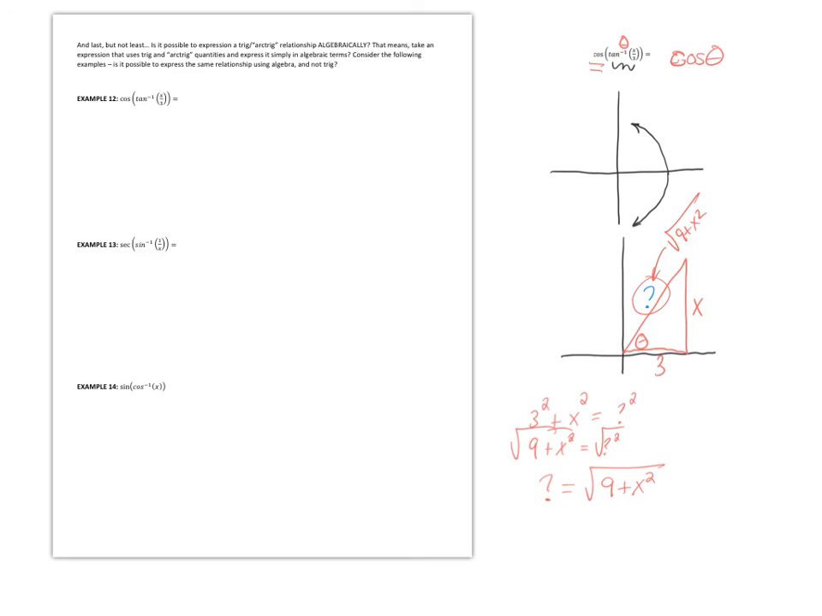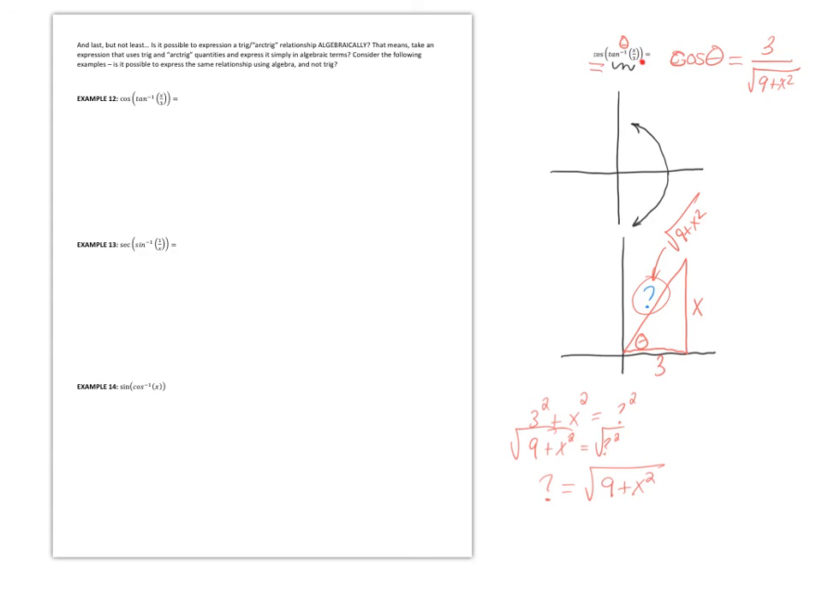So when we come back to our question of can we find the cosine of this angle, we can take the adjacent side over the hypotenuse and express it as 3 over the square root of 9 plus x squared. And if you'll notice, there's an expression that is strictly algebraic. In other words, it doesn't have any sines or cosines or tangents in it, and it would give you exactly the same value as any number you plug in here.